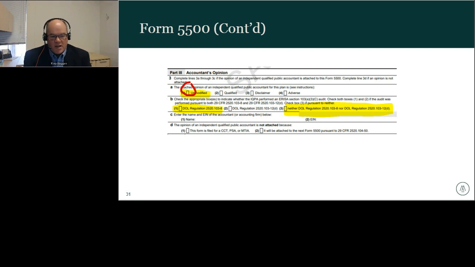Moving to number 2, if you did get a 103 audit, the audit formerly known as a limited scope audit, you would check box 1, which is the first highlighted box there. That's the box that it was a DOL regulation 2520.103-8 audit. And likewise, if it was a non-103 audit, or what was formerly known as a full scope audit, you would check box 3. On this line, they're both highlighted here. You wouldn't check both of them. You would check the first one if it was a 103 audit, box 3 if it was a non-103 audit.